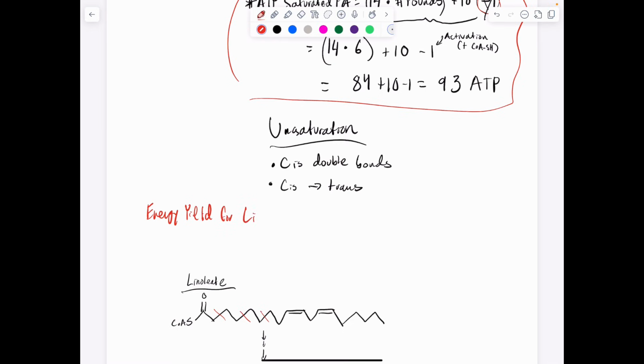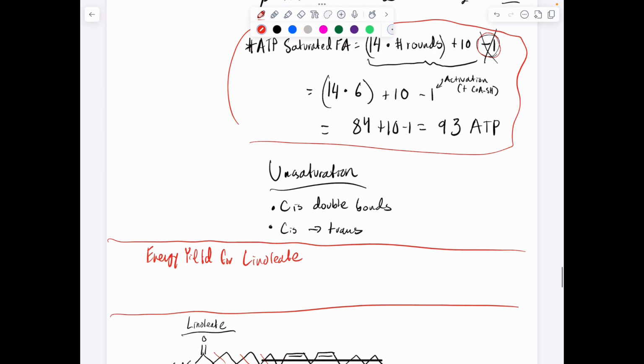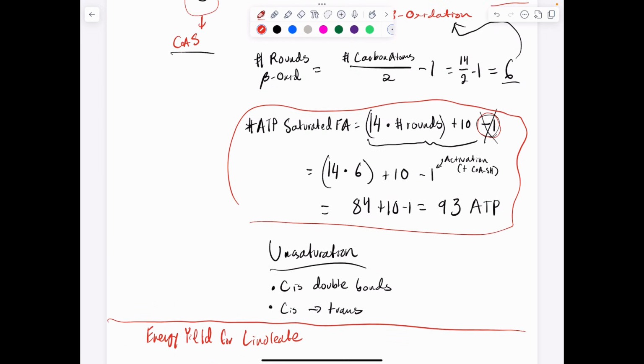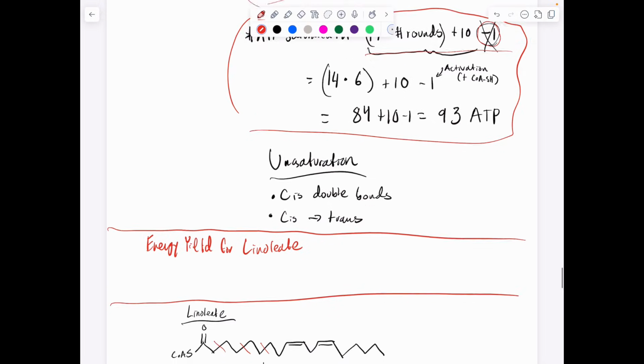For linoleate, we're going to follow the same formula as up here, the 14 times the number of rounds plus 10 minus 1. We're going to do a little bit of change to that, but the first thing we have to do is to figure out the number of rounds of beta oxidation. That will be the same for unsaturated and saturated fatty acids. So it's the number of carbon atoms over 2 minus 1.